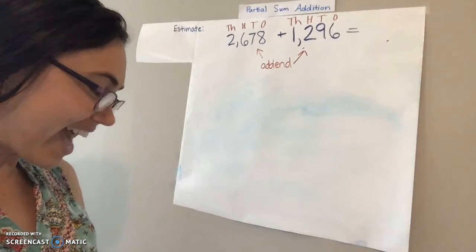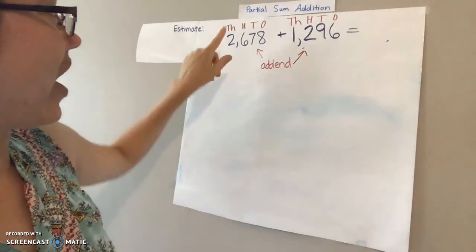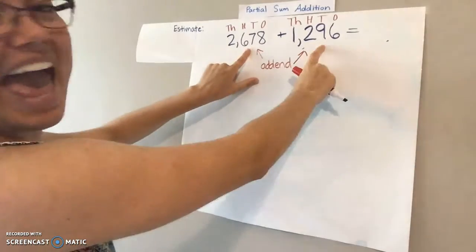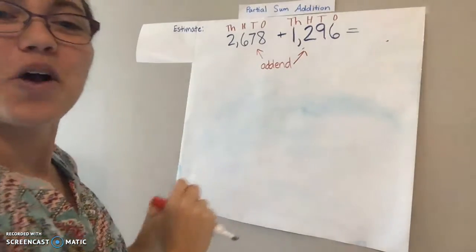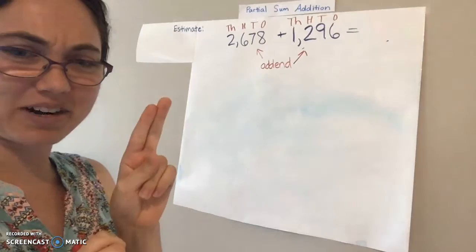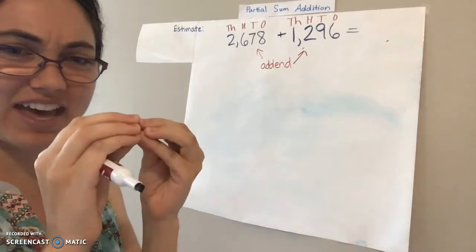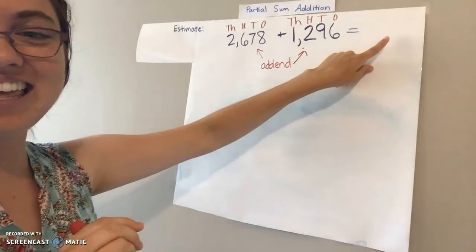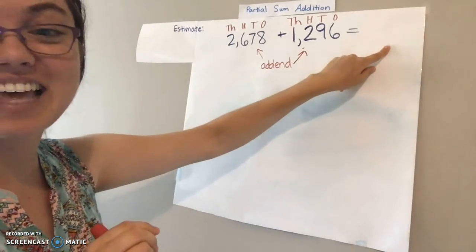Great. So we have taken a look at our place values in each of these two addends. When we combine two numbers, when we bring two addends together, our answer will be called a sum.